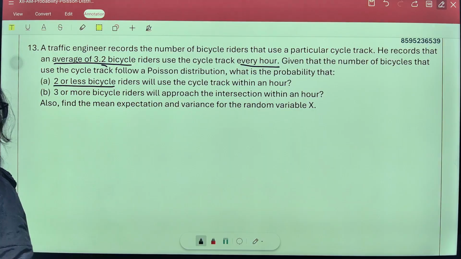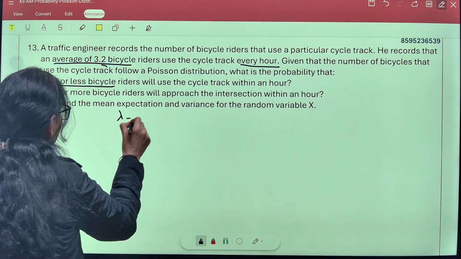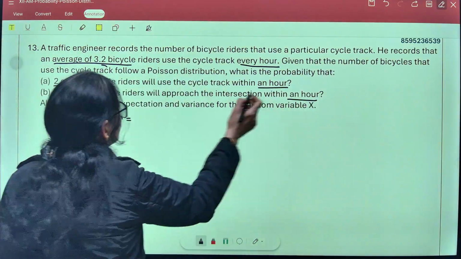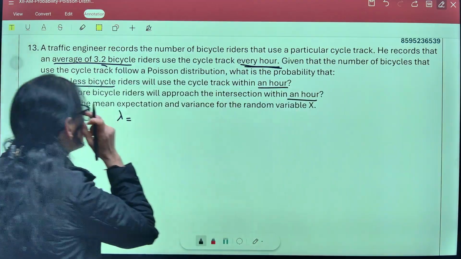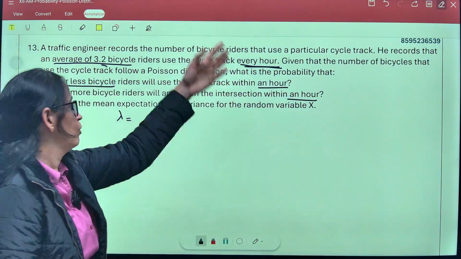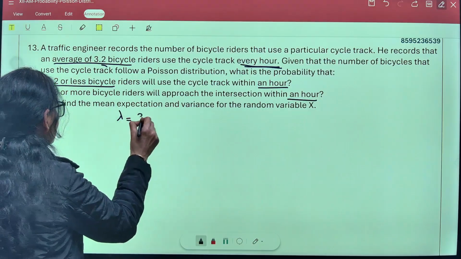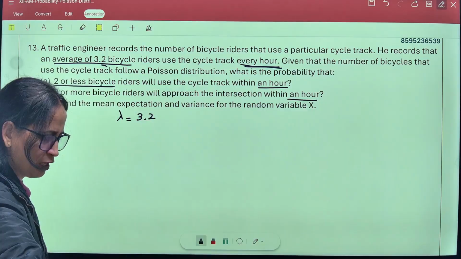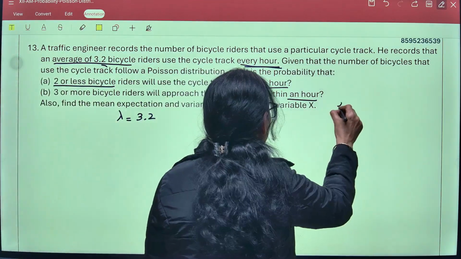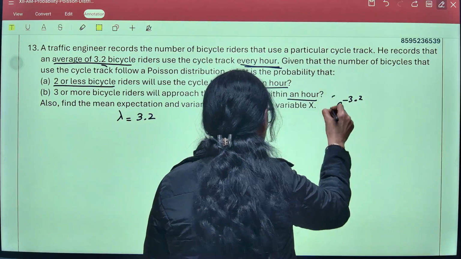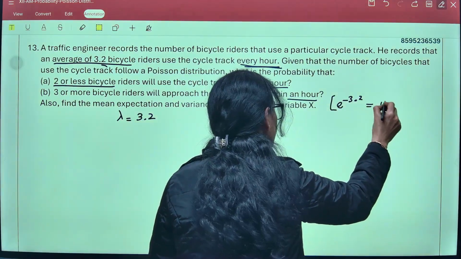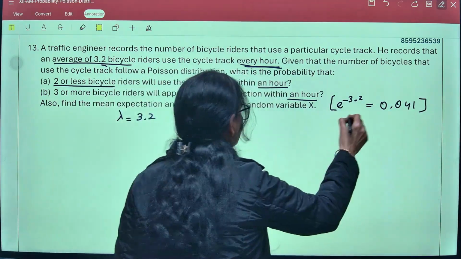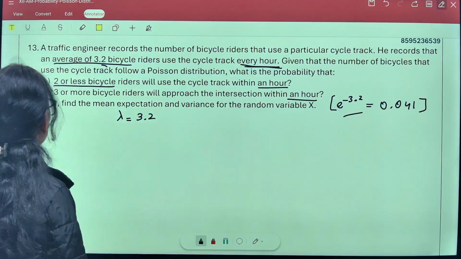So now what is lambda? Let's first find what is lambda. Because here also it is an hour, and here also every hour. So we don't need to worry about the intended interval or anything else. So we can straight away write lambda is 3.2. Here you should have been given the value of e raised to power minus 3.2, which is 0.041. So this is given to you. So this also confirms that lambda is straight away 3.2.